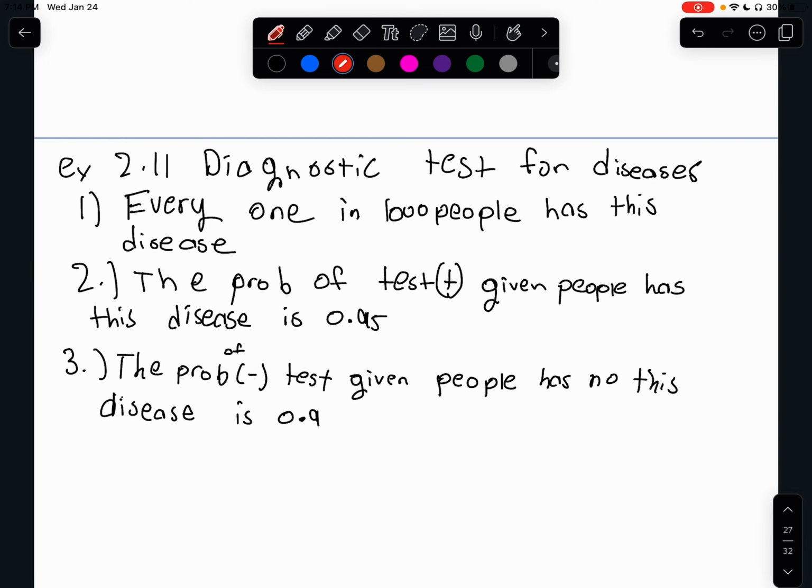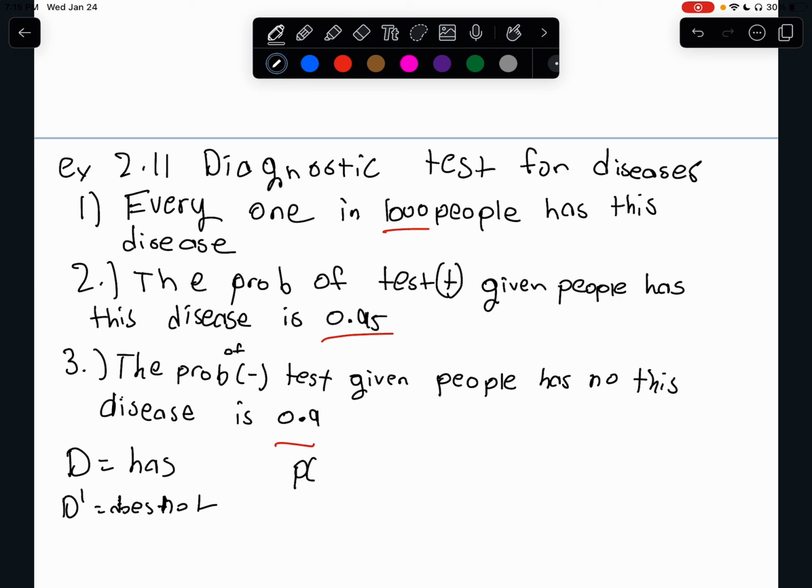Okay. So we're going to go over an example: a diagnosis test for diseases. First, every 1 in 1,000 people has a disease. The test is not always accurate. The probability the test is positive given the person has the disease is 0.95, and negative given no disease is 0.9. As we go through this, we're going to label some stuff. D means has it, D complementary means does not. So the probability that someone has the disease is 1 over 1,000, which we can denote as 0.001.